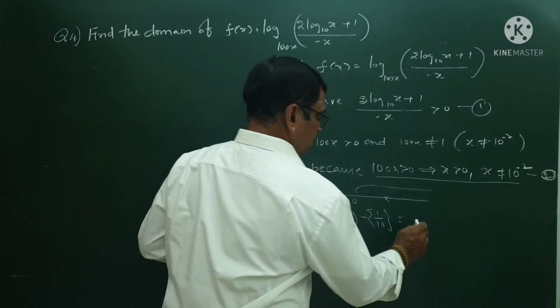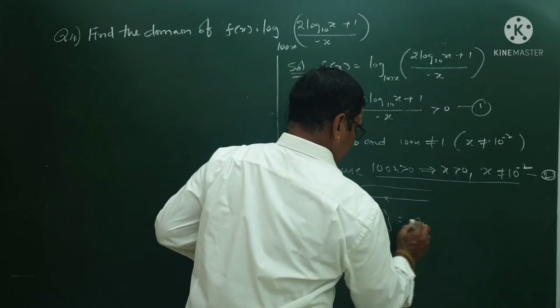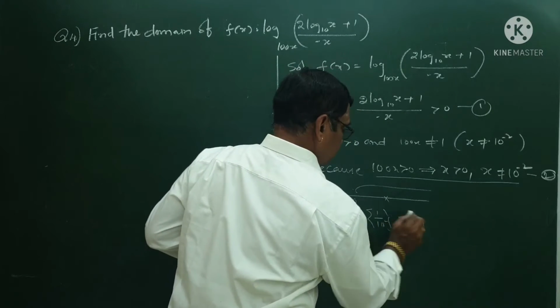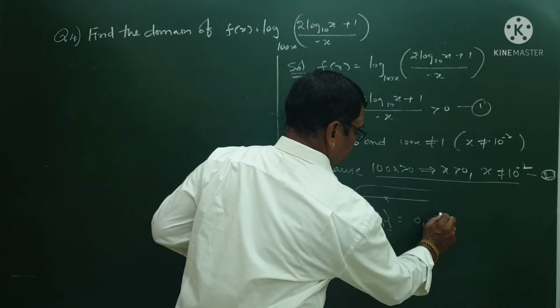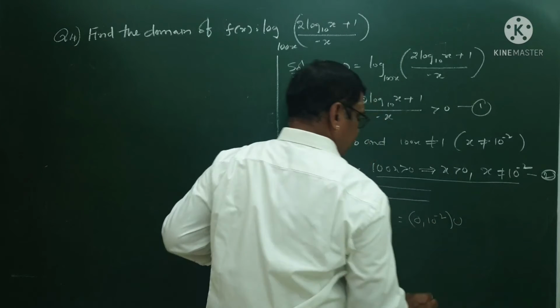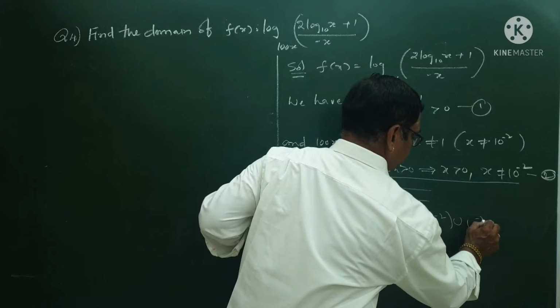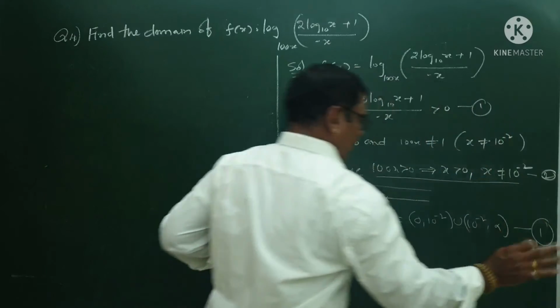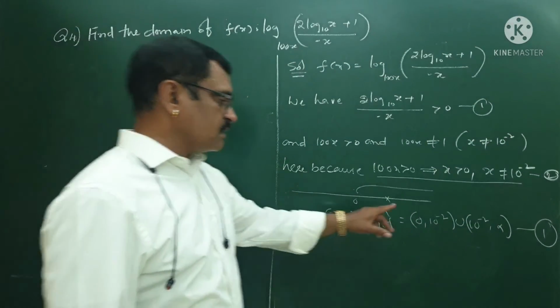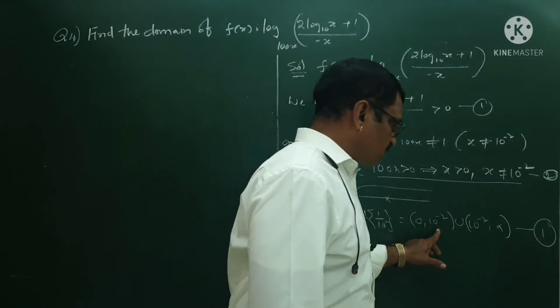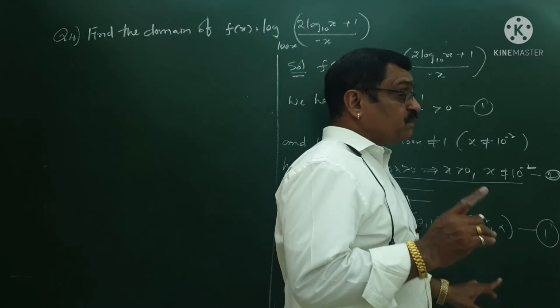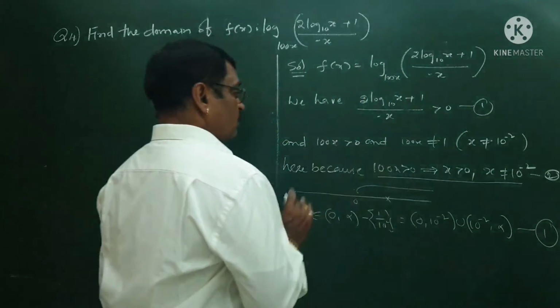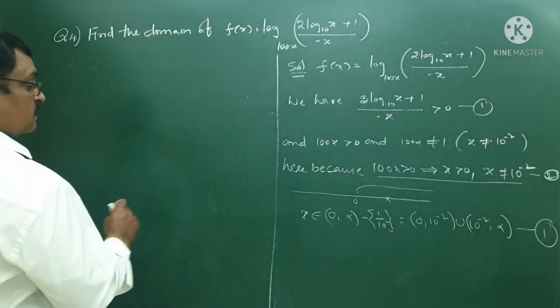Or I can write (0, 10 to the power of minus 2) union (10 to the power of minus 2, infinity). This I got as number 1. So in this case I got x belongs to (0, 10 to the power of minus 2) union (10 to the power of minus 2, infinity). Now take 2.